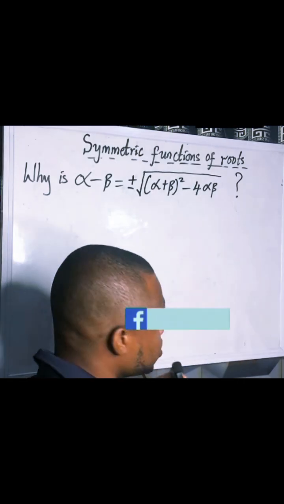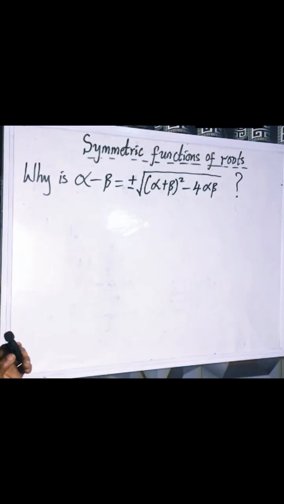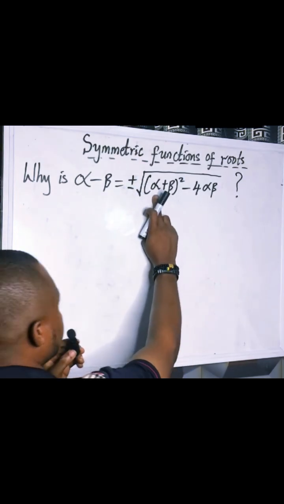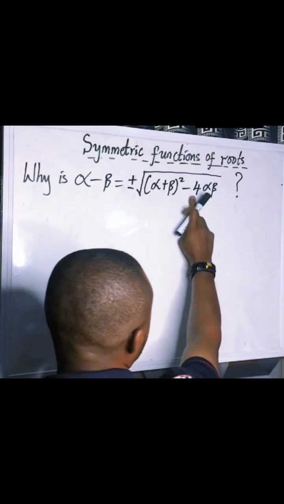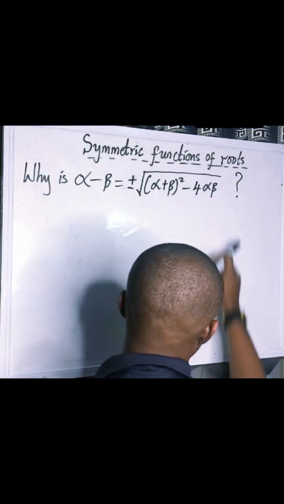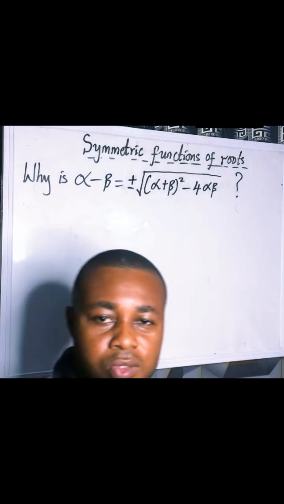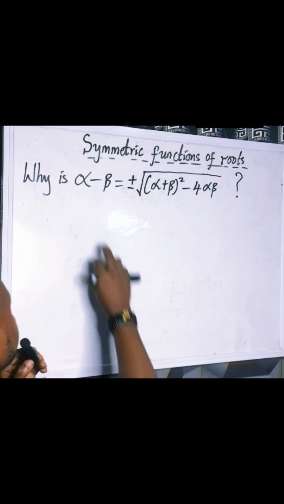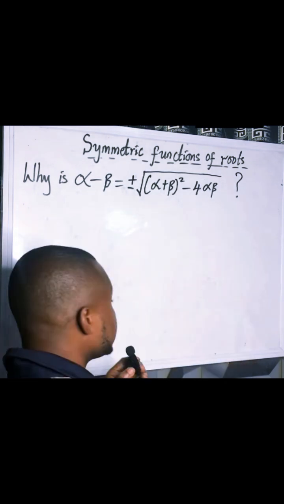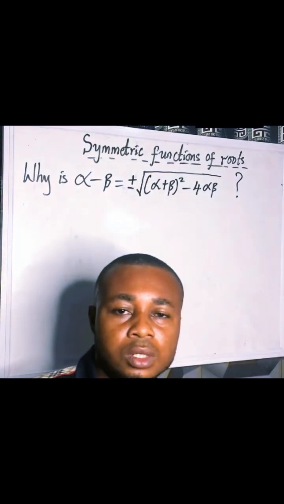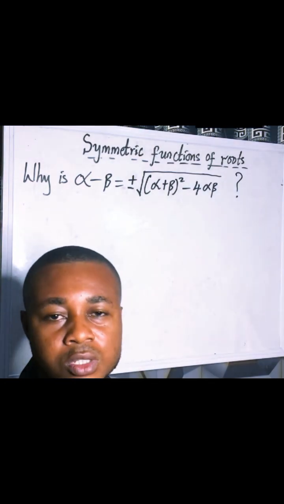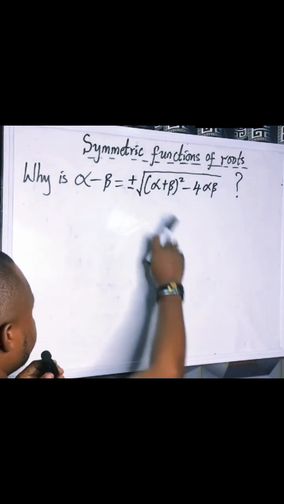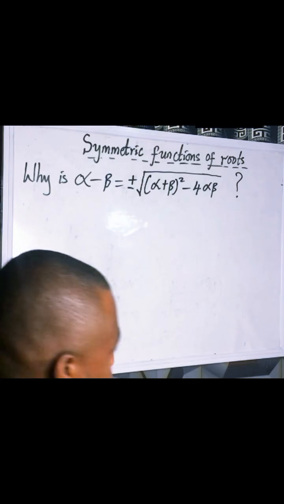Symmetric functions of roots. The question is, why is alpha minus beta equal to plus or minus the square root of (alpha plus beta) squared minus 4 alpha beta? Now, this has to do with the roots of quadratic equations. Why do we say alpha minus beta gives us this formula right in front of us? Of course, this brings us to derivatives. It is all about derivation. How do we derive this? Without wasting your time, let's jump right into it.